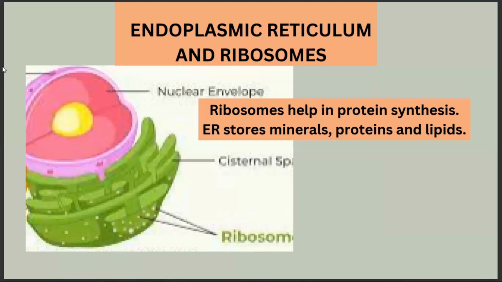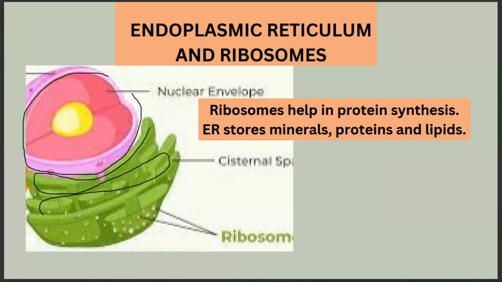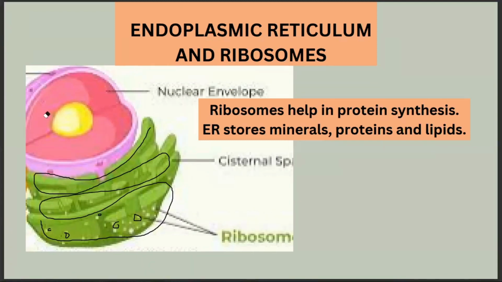Then endoplasmic reticulum and ribosome. So you can see along with the nucleus, this is the nucleus. Along with the nucleus, these are some stacks of membranes like this. And along with the stack of membranes, these are tiny rounded particles. And these tiny rounded particles are called ribosomes. The function of ribosomes is to manufacture proteins for the cells.